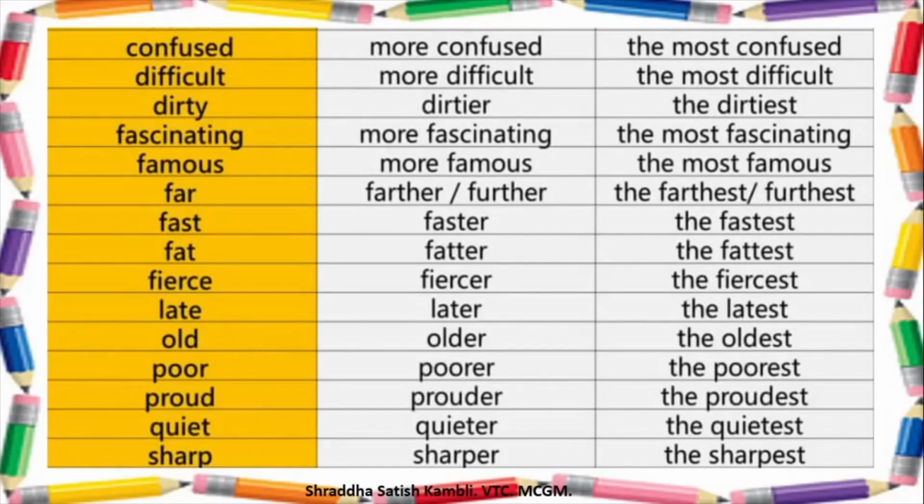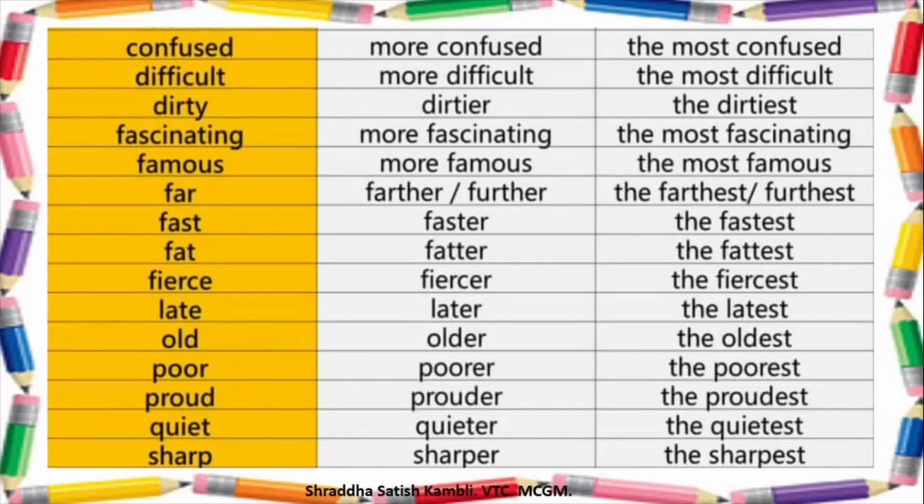We have already learned about these degrees of comparison since we were in the younger classes. So we know what these degrees of comparison are. So I will not take time to read all the examples. You can pause the video here and read it. Let me read the first few for you. Confused, more confused, the most confused. See, dirty, dirtier, the dirtiest.